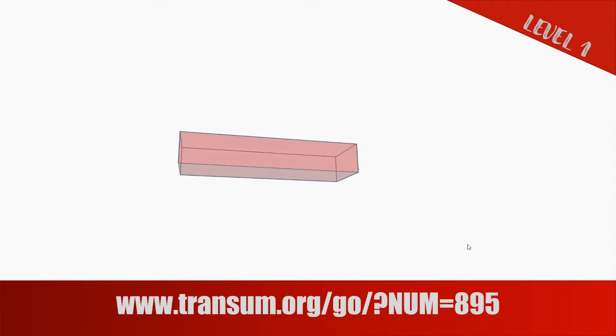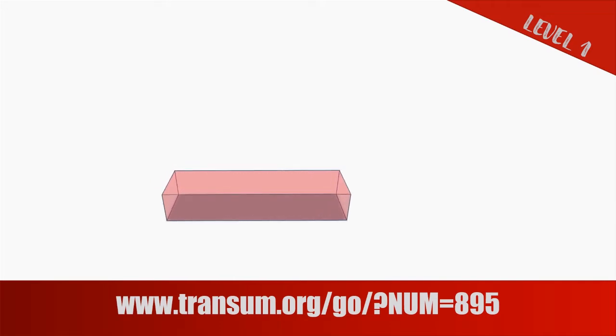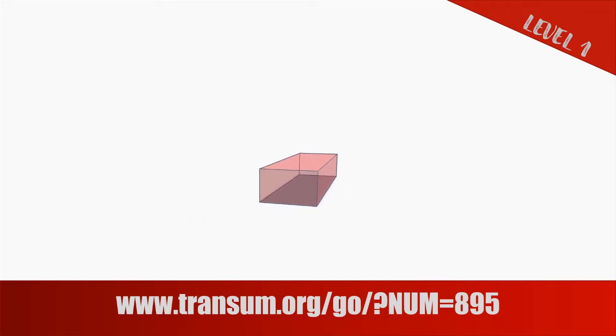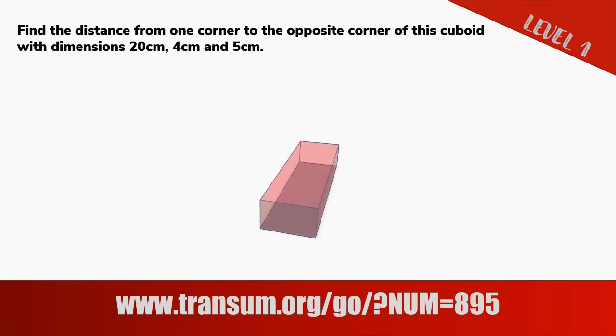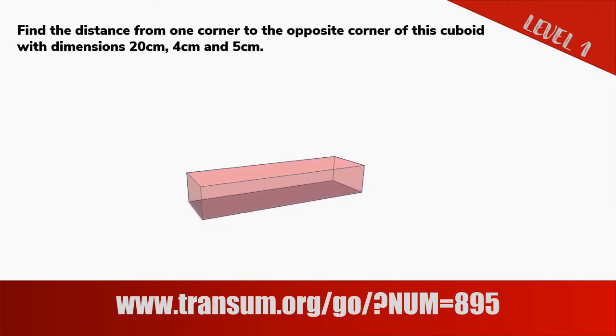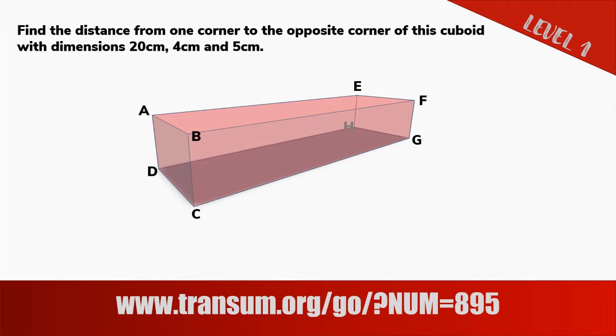Okay then, so we're preparing now to do level 1 of the online exercise. You can see the address there. And let's have an example first using a cuboid. This is a very typical sort of question you might get at this level. Here is a cuboid, and I can see that the dimensions are given as 20 centimeters, 4 centimeters, and 5 centimeters. I'll put letters on each of the vertices so that I can refer to them.